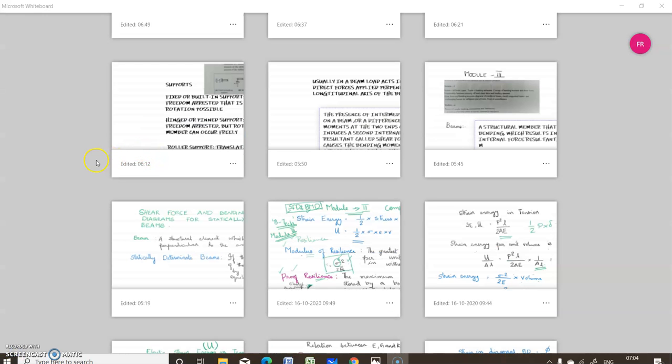So we have studied about what are the different types of supports and what are the different types of beams. We have studied about statically determinate beams and how to find out the static indeterminacy.